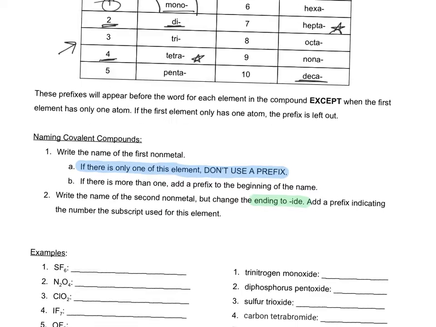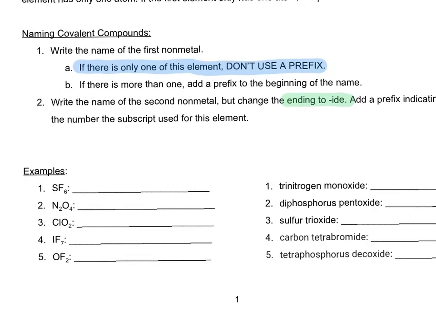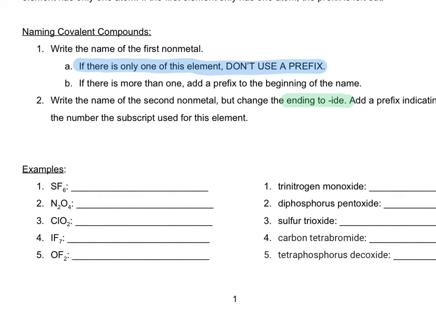This number 1, which is S for sulfur, F for fluorine. Sorry, trying to adjust my page. All right, so this one starts with sulfur and ends with fluorine. Those are both nonmetals, so this is definitely covalent. To name this compound, we write the name of the first nonmetal. That first nonmetal there is sulfur. So on the line, I'm going to write sulfur. It says if there is only one, don't use a prefix. There is only one sulfur there because it doesn't have a subscript, so just leave it as sulfur. And move on to step 2.